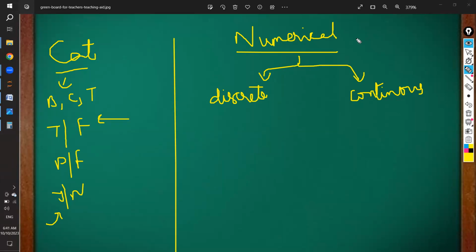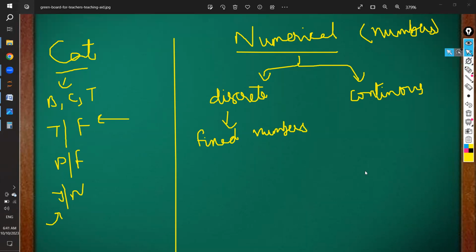Coming to numerical, the output will be numbers, and inside numbers there could be two types of possibilities. One is discrete, one is continuous. Now what is discrete? Discrete means fixed numbers. For example, how many kids do you have? It will be either 1, 2, 4, 5, some countable fixed number. But it cannot be 4.5 or 3.8, something like that.